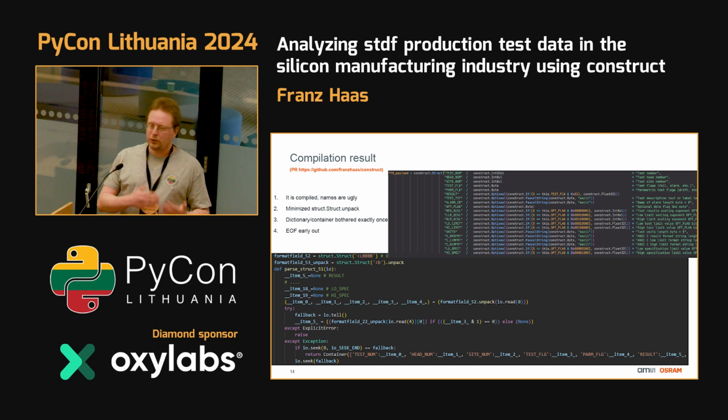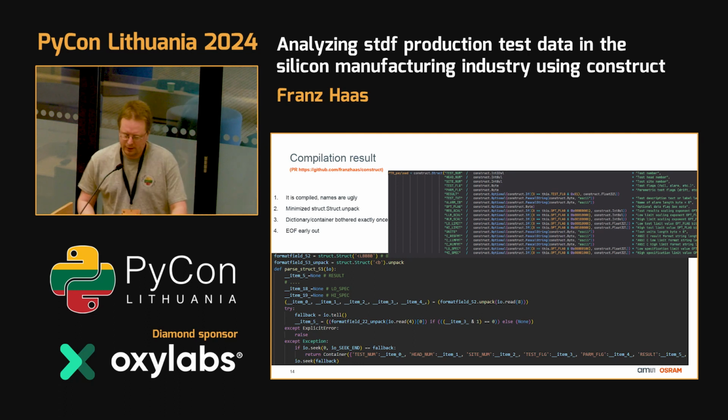The struct.unpack is compressed. It doesn't do it for every element, it does it for all the elements in a row. So that's already close to the optimum. The dictionary is created at the end, so you don't have a lot of dictionary lookups and modifications. It's done in one step, which is already close to the optimum. And if your file runs out to the end, it will exit early. It will say, okay, the file is over, there's nothing coming anymore, I abort.